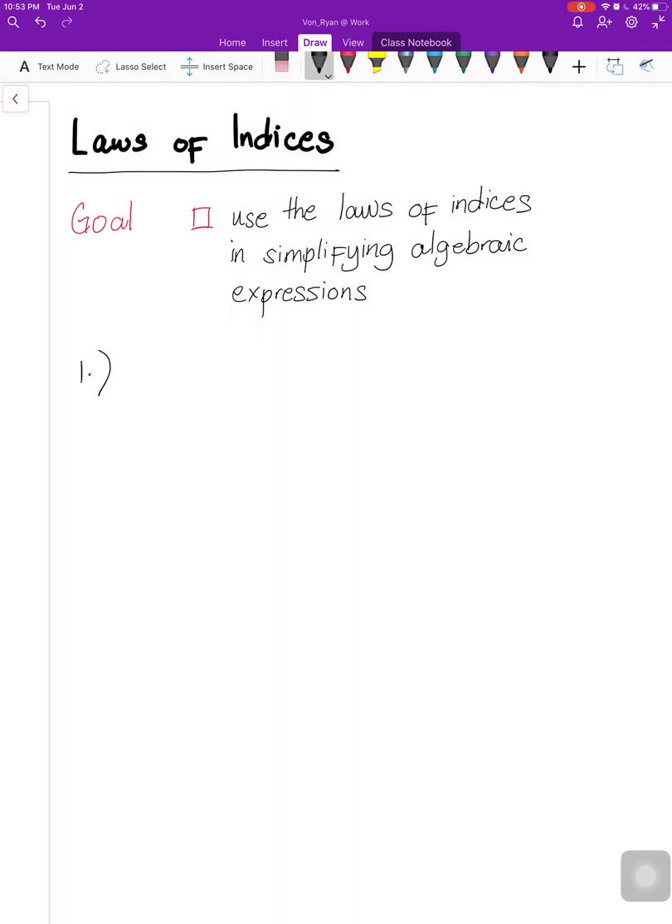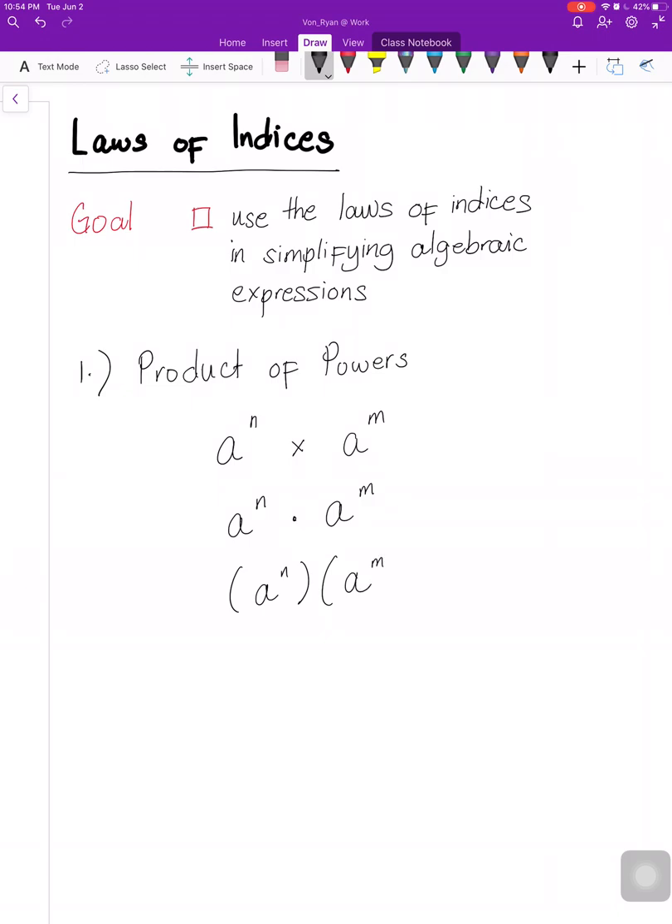The first one is the product of powers rule. This is where we have, suppose, a base a raised to the index n multiplied by a raised to m. Take note that this can be expressed as a raised to n times a raised to m. That would mean the same thing. It's multiplying. Or you can use a bracket instead. You can encounter a problem that uses a bracket as a symbol of multiplication. And we say that the answer to this is the same.